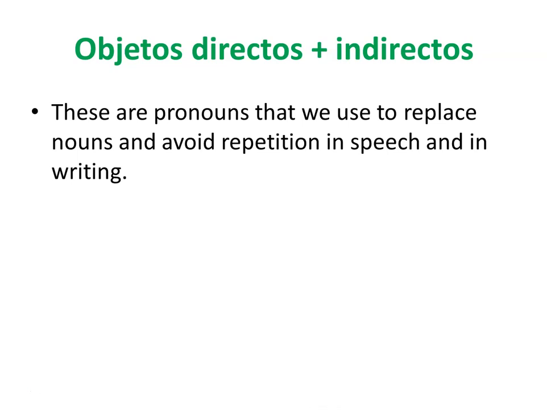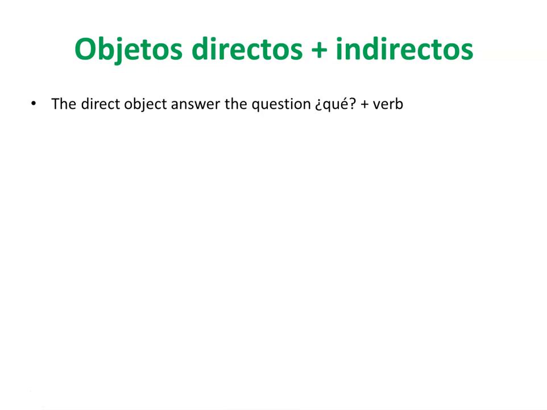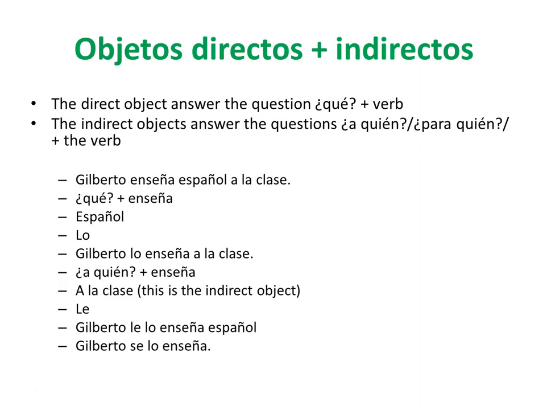This is just a review, and remember the purpose is to avoid repetition in speech and in writing. Los pronombres que usaremos son lo, la, los y las, que son los objetos directos, y me, te, le, nos y les, que son los objetos indirectos. Remember, ¿cuál es la pregunta que contesta el objeto directo? Es la pregunta ¿qué? plus the verb. And the indirect objects are going to answer the questions a quién or para quién plus the verb.